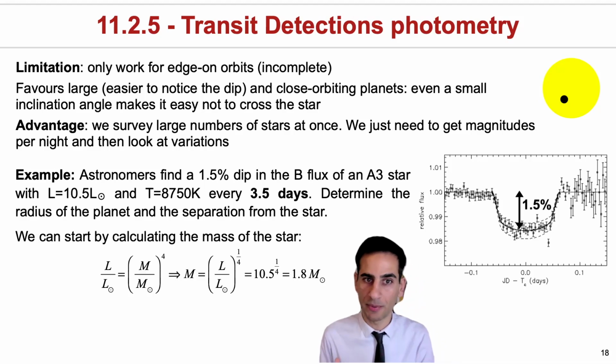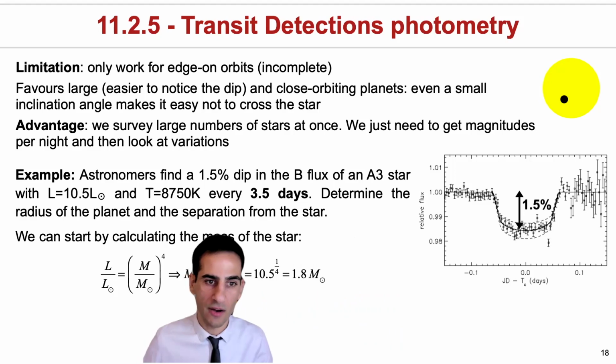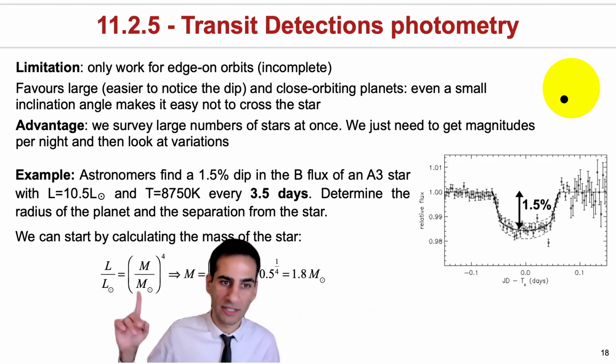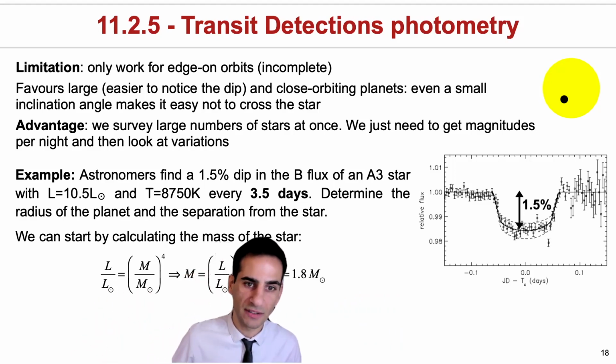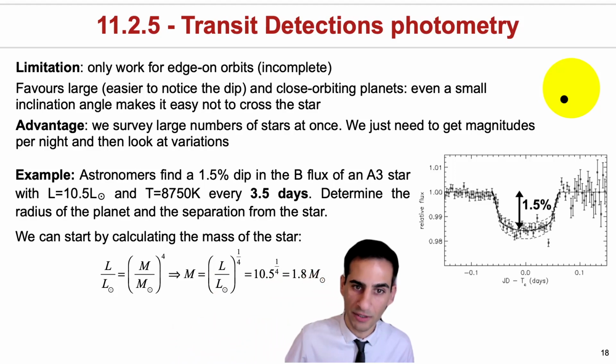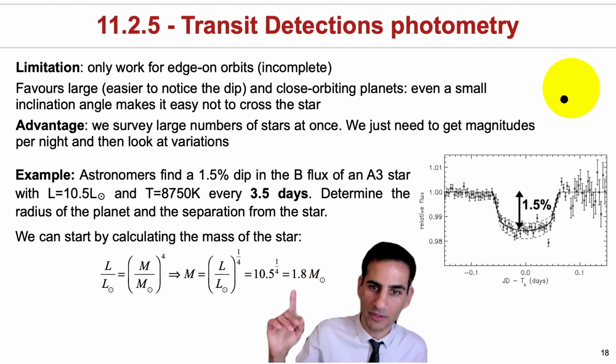The first step is we need to know what is the mass of the star, because we're given the luminosity, and we've seen in section 8 how mass and luminosity are related. We can very easily use that in terms of solar units. And for this specific star, we would calculate that the mass of the star is 1.8.